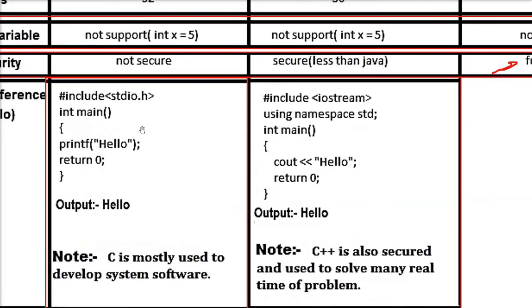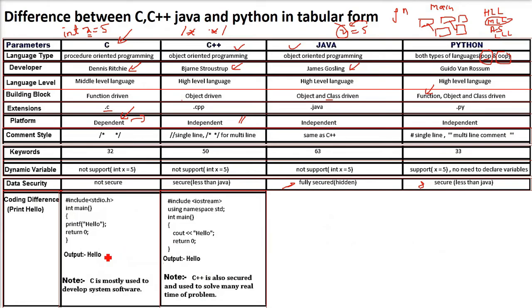Now coming to the C++ program. See, this was stdio.h. Here we are using iostream. You don't need to use .h. Using namespace std is used for avoidance of name collision. Then we have int main. In place of printf, we use cout. C++ is also secure and used to solve many real-time problems.